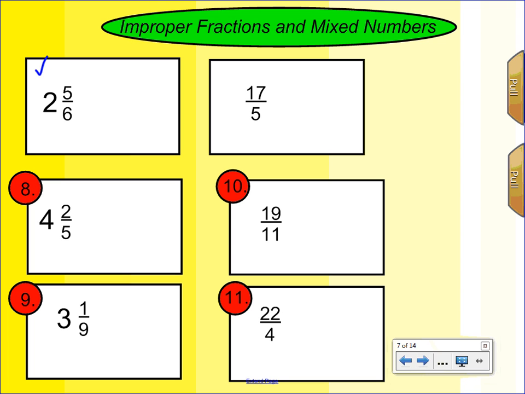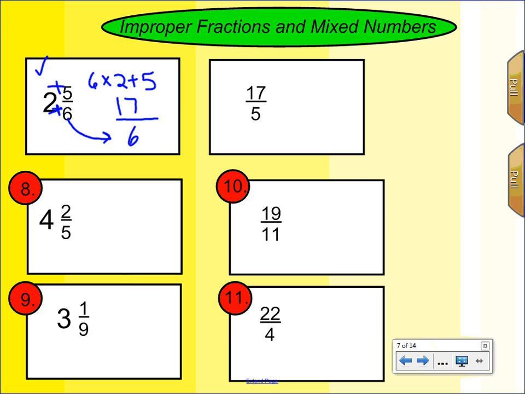In order to do this, we take our denominator 6 and we're going to multiply it times 2. So we'll take 6 times 2, and then I'm going to add 5 onto it. I'll take 6 times 2 is 12, plus 5 is 17. That's my new numerator, and I use the same denominator. So 2 and 5/6 is 17/6.